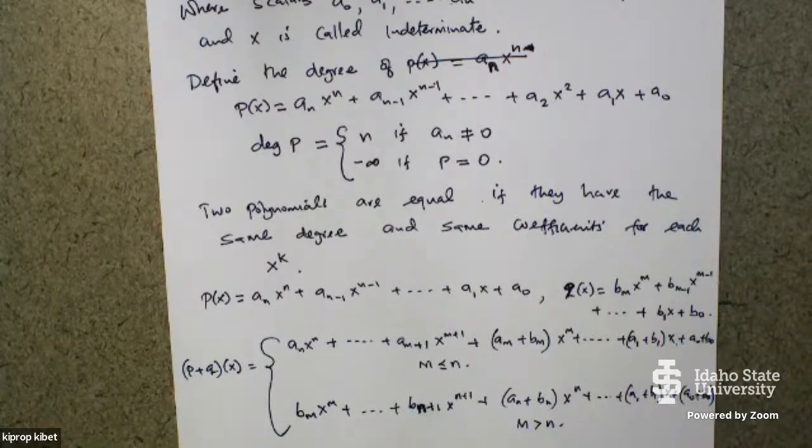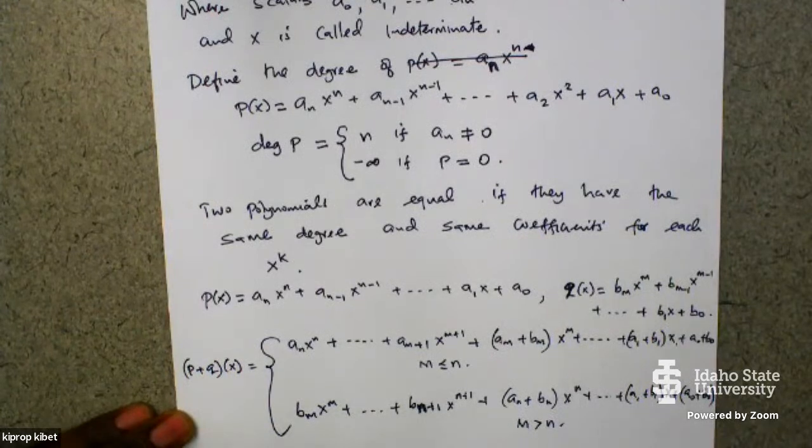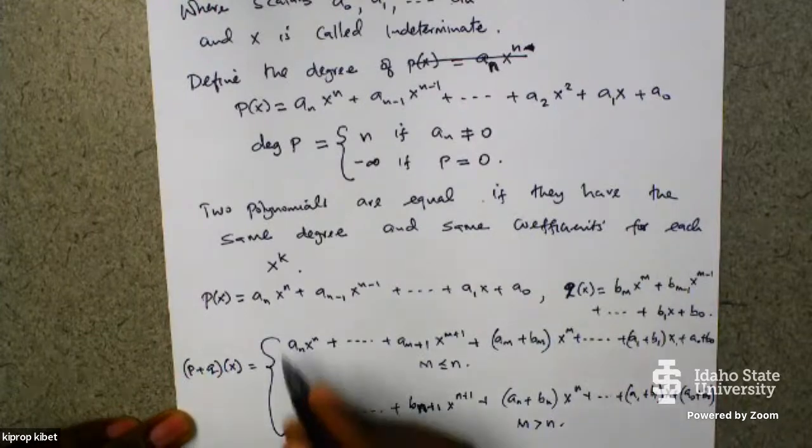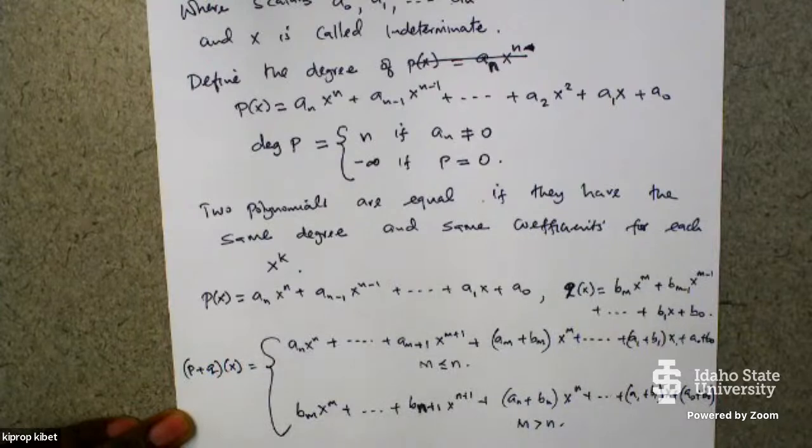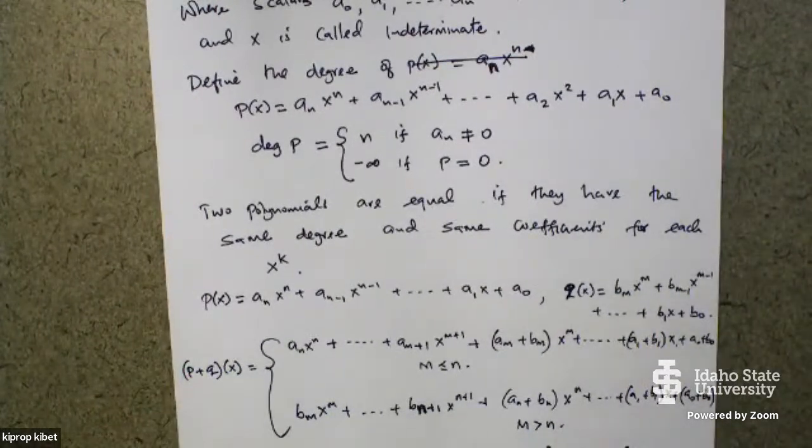Now we can also multiply by a scalar. If we have the scalar c and we multiply it by the polynomial p of x, then this is the same as multiplying each term by c: c a_n x^n plus c a_{n-1} x^{n-1} plus, let's say, c a_1 x plus c a_0, where c is an element of the real numbers. So you can multiply by this.